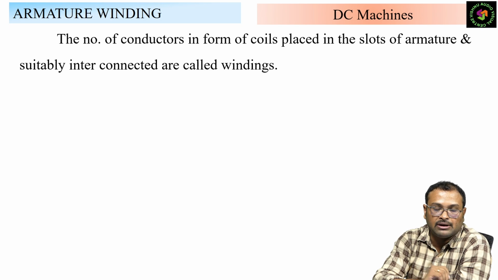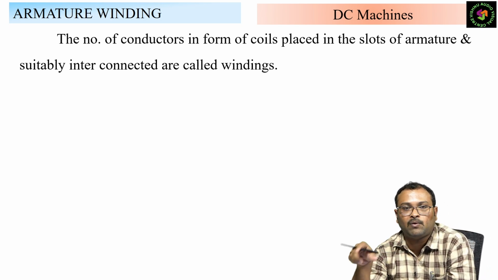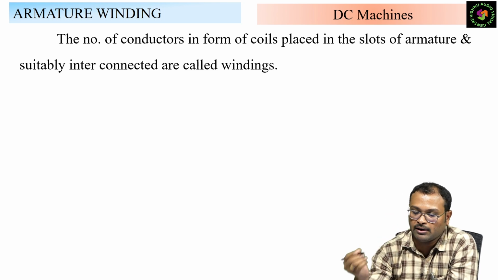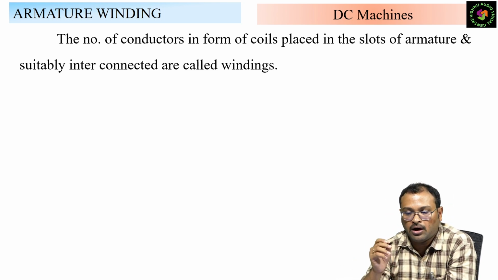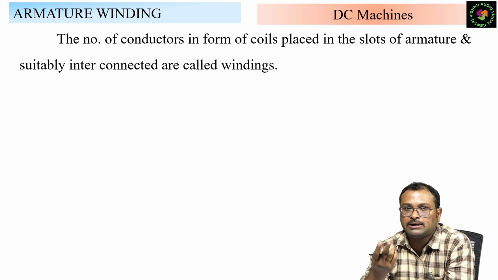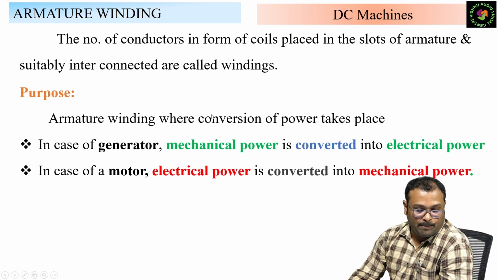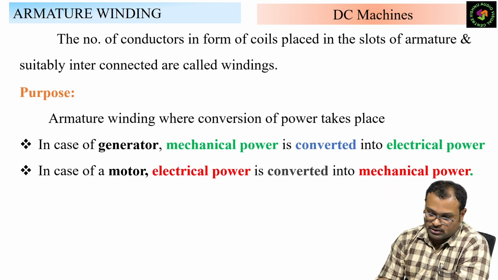So here they mentioned that all these conductors we won't keep one by one, they will keep in the form of coils. Coil means generally we will take a minimum of 2 conductors as a single turn coil. If it is more than 2, we will take 2-3 coils. So here the purpose is in a generator.